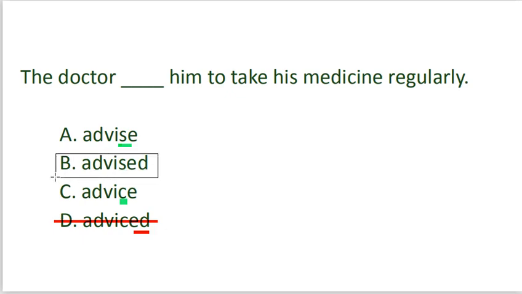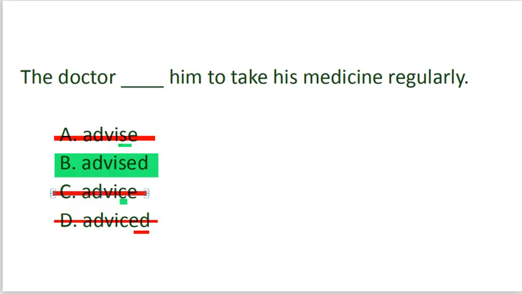So it means advise, option A, is wrong because it is in present tense. Advice, option C, is wrong because it is a noun, and a noun cannot fill that gap. Then adviced, option D, is wrong because it does not even exist at all. The correct option is option B. The doctor advised him to take his medicine regularly.